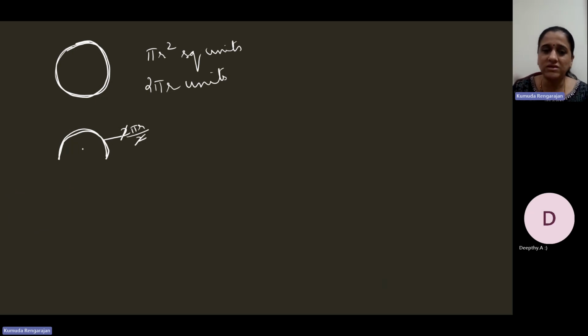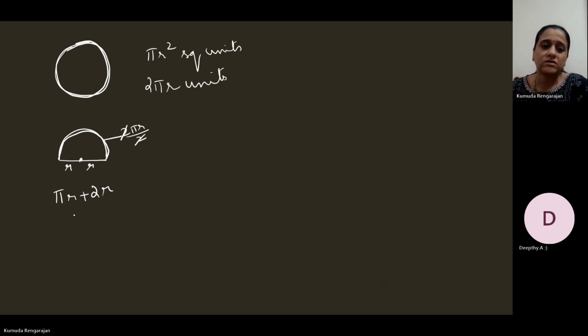Semicircle or semicircular region is a closed figure. So what's the perimeter? This is r. So 2r. So pi r plus 2r is the expression to find the perimeter of a semicircular region. Area of the semicircular region is pi r square by 2, or half into pi r square.